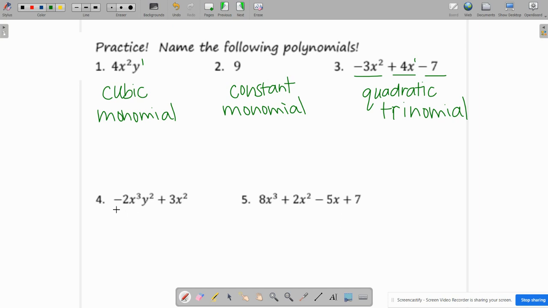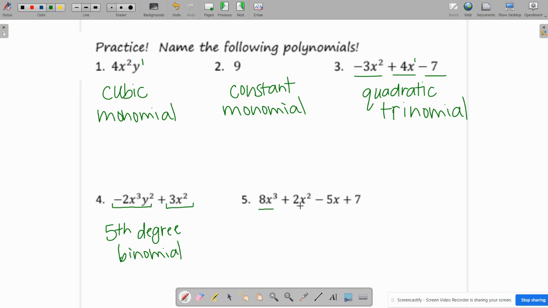Number 4 has 2 terms. Here is our first term, and here is our second term. They are split by an addition symbol, so that's how we can tell that there's 2 terms. This first term has a degree of 5 because 3 plus 2 is 5. The second term has a degree of 2. Since 5 is larger, that means overall this polynomial has a degree of 5. So we say it's a 5th degree. And since there's 2 terms, we say binomial.